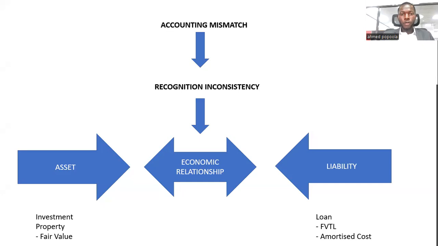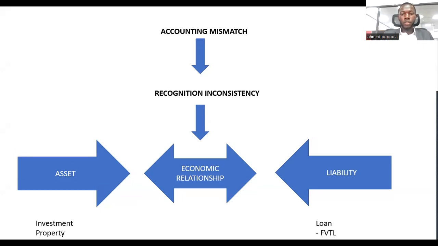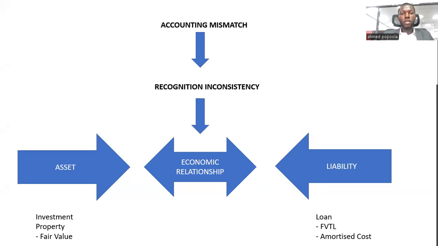Yeah, hello everyone. Today we take a look at the accounting mismatch, which is pretty simple and straightforward, right? Accounting mismatch is just a way where there is a kind of recognition inconsistency between two items that are economically related.